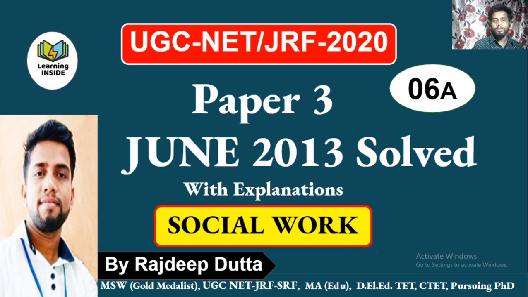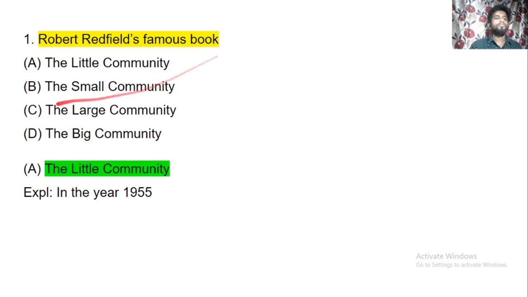So let's start. The first question: Robert Redfield, a famous book. The famous book was The Little Community, and this was published in the year 1955.